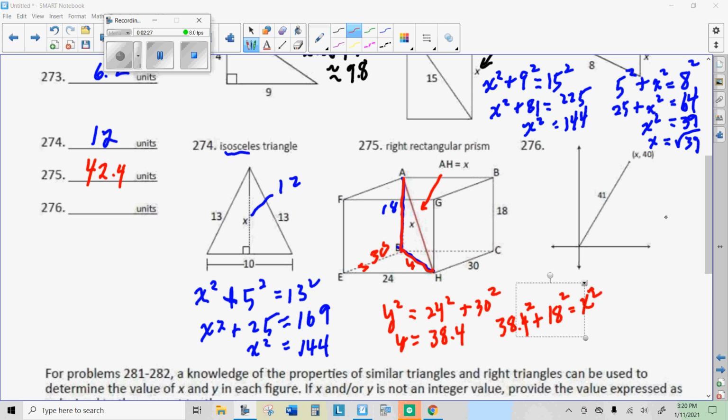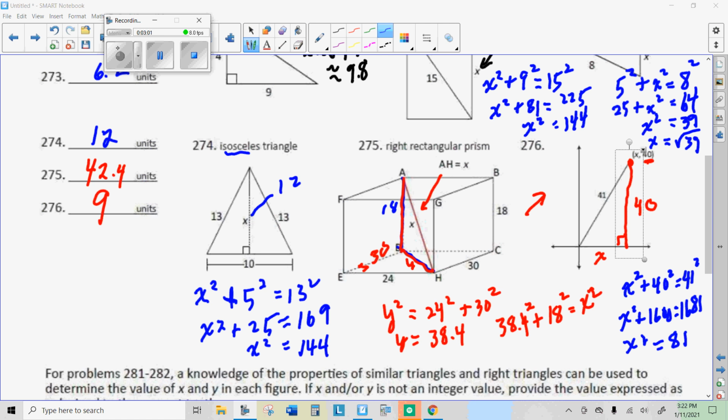All right, if you got 42.4, somewhere around there, you did that one right. Okay, now this one, 276, is on a coordinate grid, so you have to know that 40 is actually the y value. That is the distance from the x-axis up to that point. So this would be 40, and we're actually looking for x on that one. So see if you can find it. Do you see the right triangle there? All right, give that a shot.